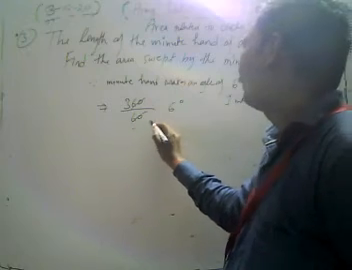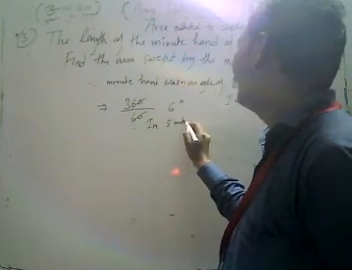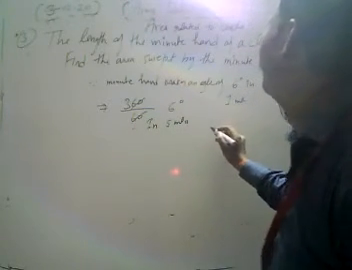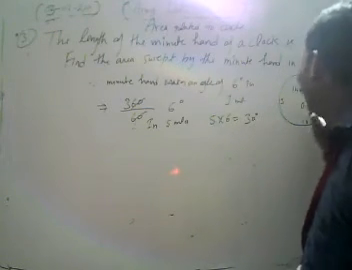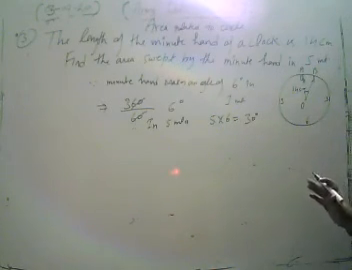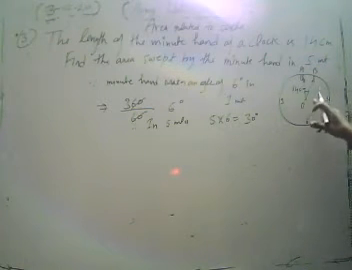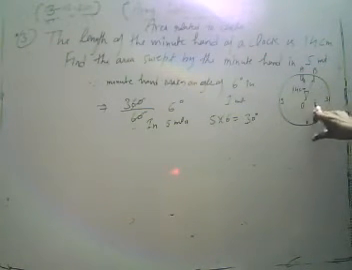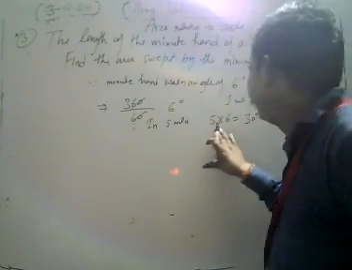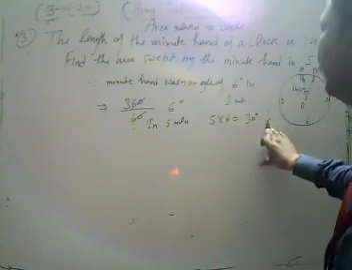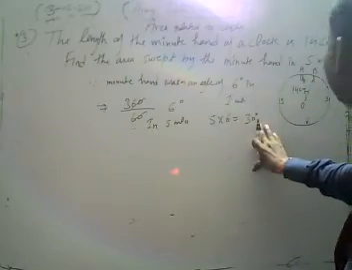Therefore, in 5 minutes it completes 30 degrees. This is our 30 degrees, this is our 30 degrees. Then 30, 30, 30, and 12 into 5 is 60. We get our sector angle there.